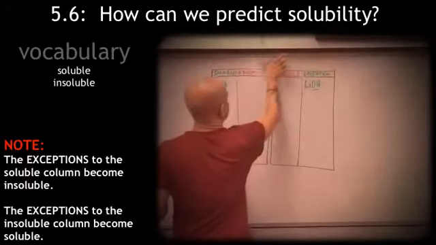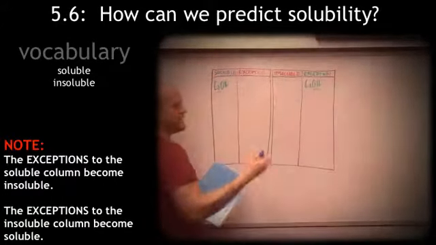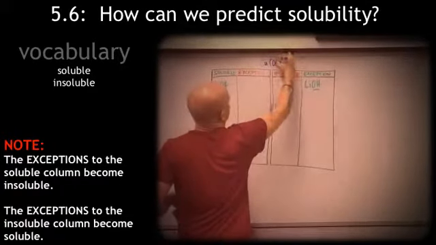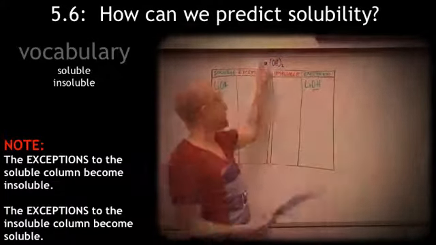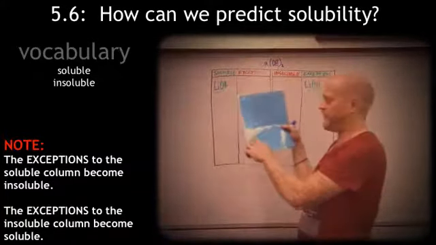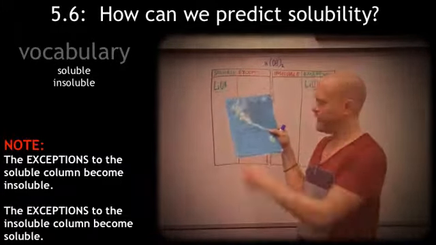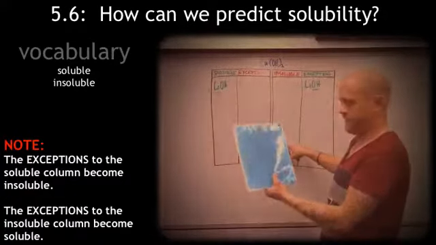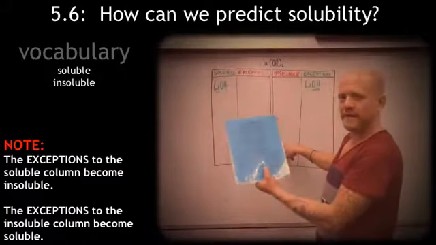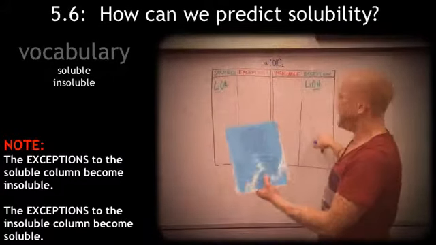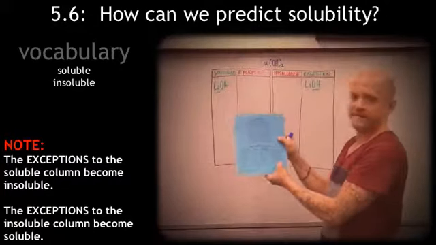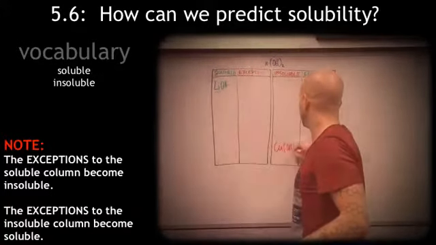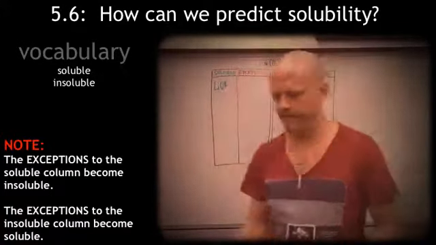So let's try another example. Not lithium hydroxide. Let's try copper hydroxide. In fact, we're going to try copper 2 hydroxide. So let's look for copper. Nowhere. Now we got to look back for hydroxide. Hydroxide is right here in the insoluble column. When we look, nothing that's attached to it, the copper, makes it an exception because it's not calcium, barium, strontium, or ammonium. So copper hydroxide would fall in the insoluble area.